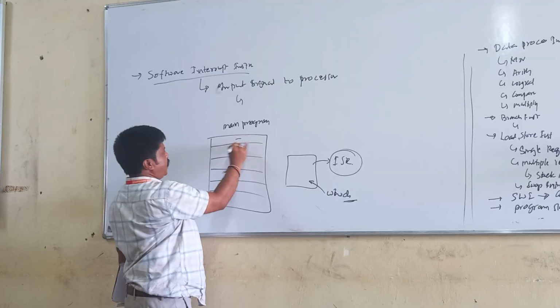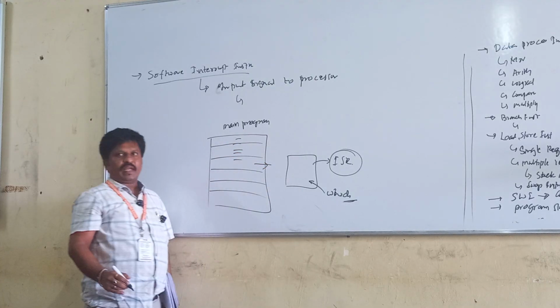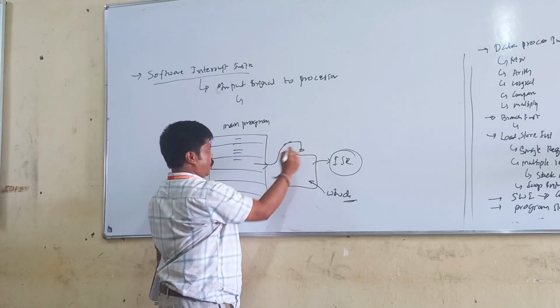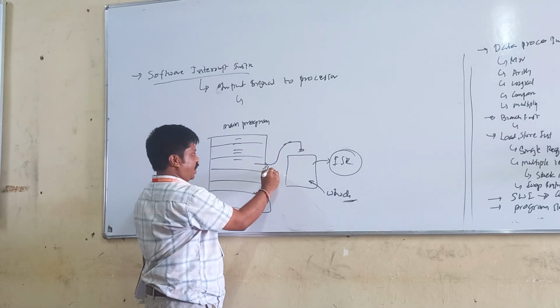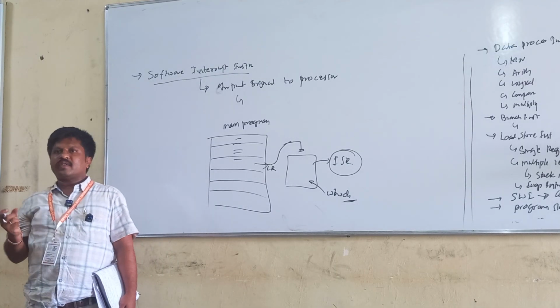This is the main program. It will be running like this. If any interrupt occurs at this stage, that interrupt will go to the subroutine program. This will be given here the LR, that's nothing but the link register, which will give some link address.